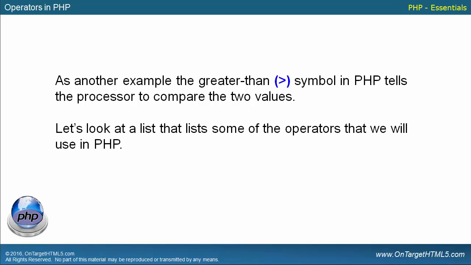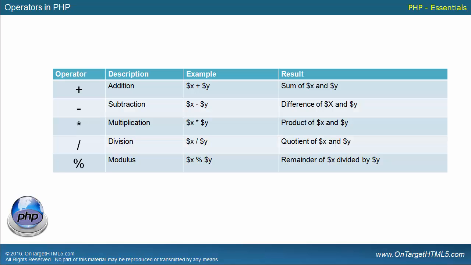So let's look at a list of some of the operators that we'll be using in PHP. First we have the addition operator, which is the plus sign, and it takes two values and sums them together. Then we have the subtraction operator, which is the minus sign, and it's the difference between two values. The multiplication sign is that star symbol. Usually it's Shift 8 on your keyboard, and it's the product of two values. The division is the slash. Usually it's right below your question mark key on your keyboard, and it's the quotient of two values.